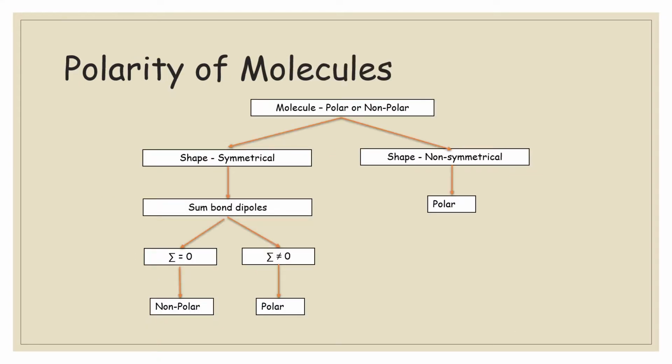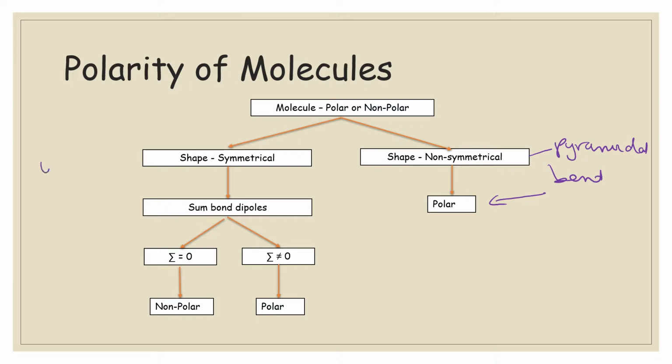So to give you a general overview, to work out if a molecule is polar or non-polar, the first thing I want you to look at is the shape. There are symmetrical shapes and there are non-symmetrical shapes. Non-symmetrical shapes are things like pyramidal and bent. These are automatically polar because they're unsymmetrical.